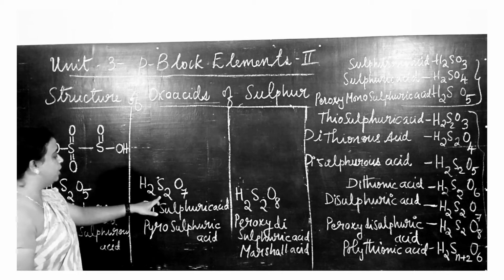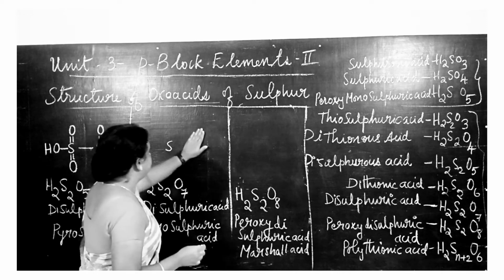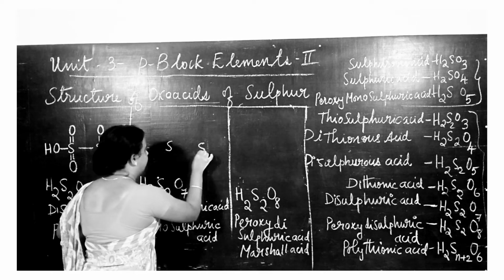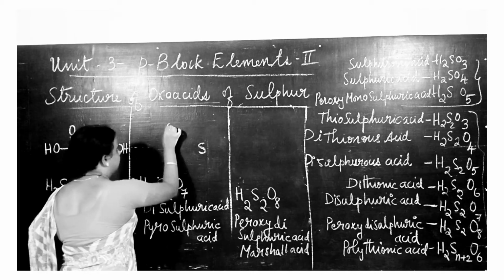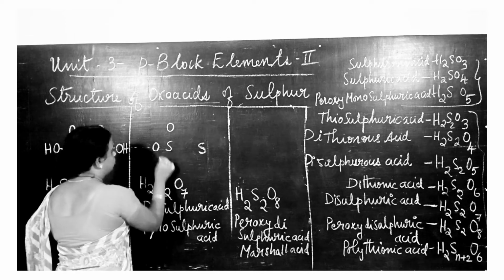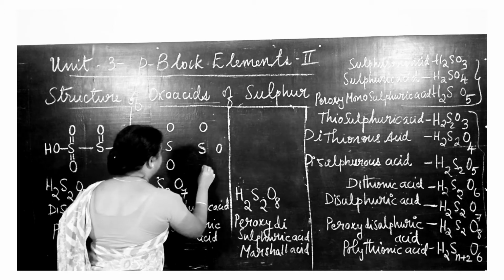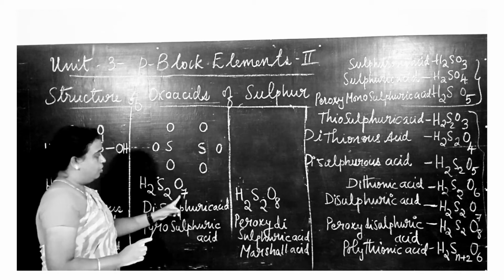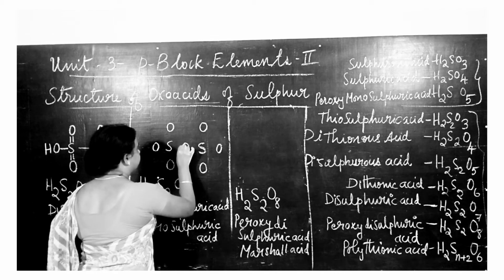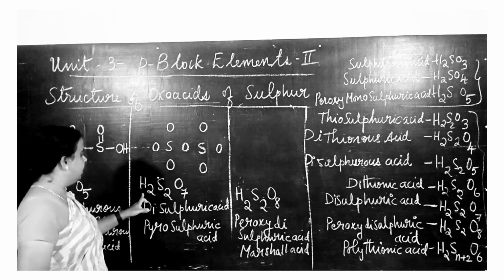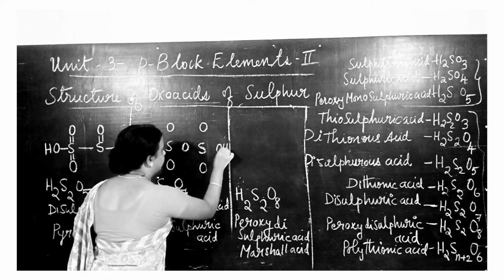Now similarly here also 2 sulfur. So I give here 2 sulfur, a little far apart. Now how many oxygen atoms? 7 oxygen atoms. So let us distribute the oxygen atoms: 1, 2, 3, 4, 5, 6. Now one more oxygen atom is left over, so I put that oxygen atom in the center. Now for the hydrogen atoms, only 2, so I put them on the sides. One hydrogen atom here and another hydrogen atom here.